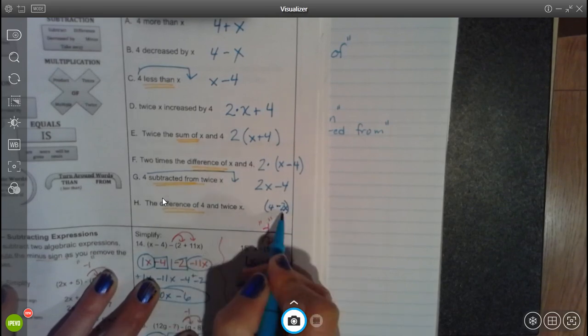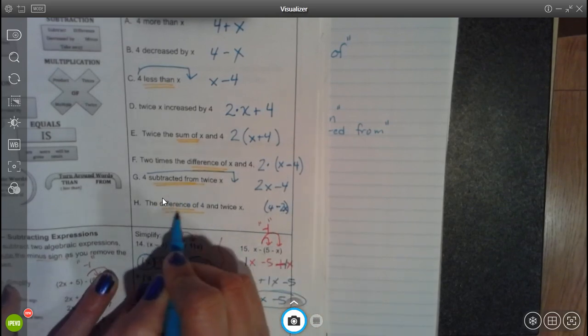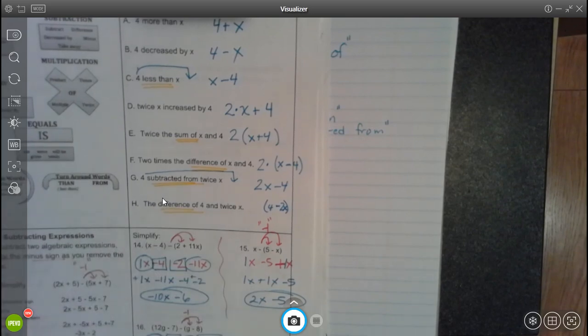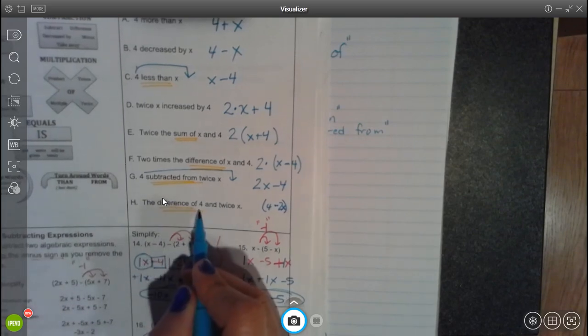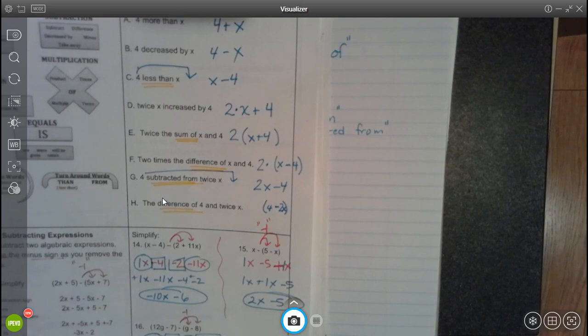Why is there a subtraction there? Because difference of means a subtraction phrase. And what are you subtracting? The 4 and the 2x. You're going to be working on IXL. They're not easy, and be okay with missing a few. Read the summary that it gives you, and then just practice some more. Practice, practice, practice.